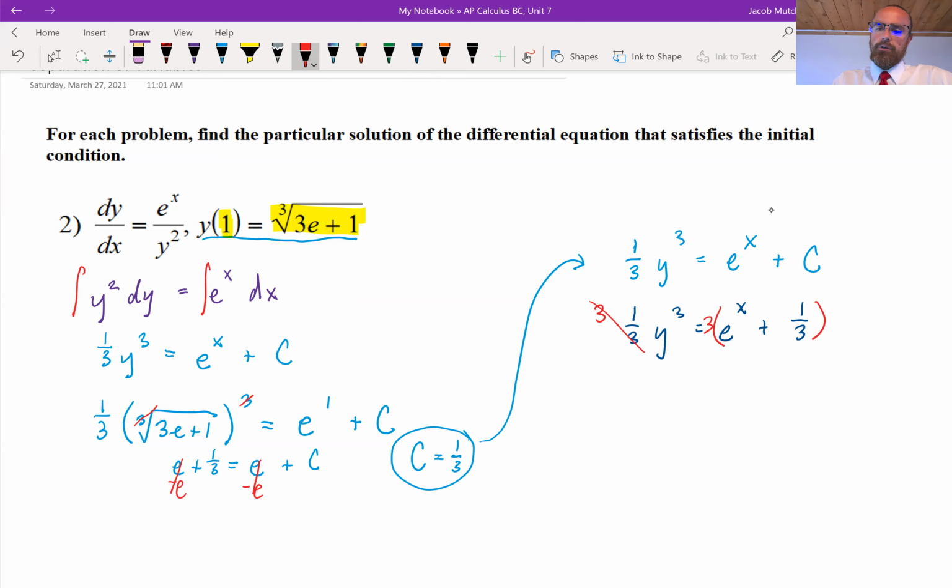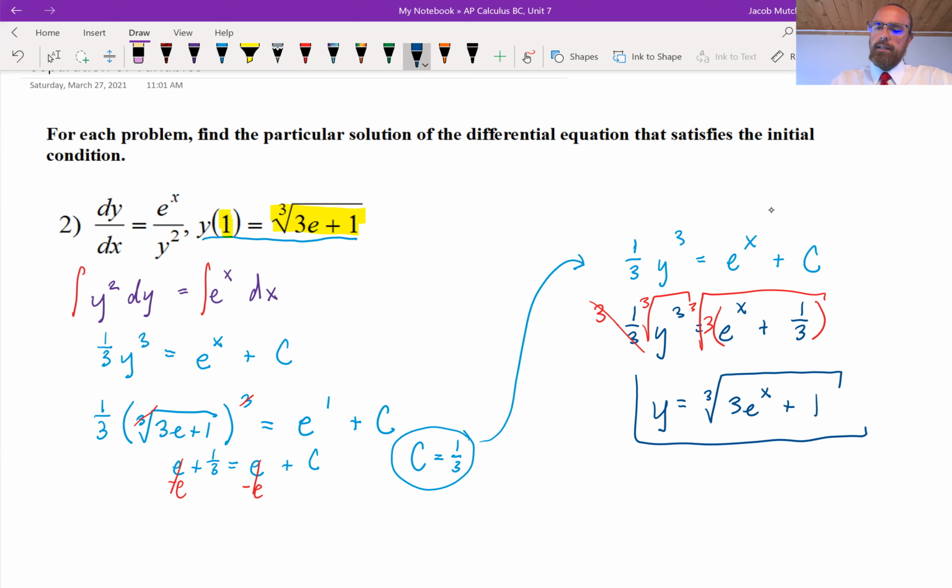And then I want to take the cube root of y cubed. And so making those two changes, we'll end up with this explicit particular solution. Y equals the cube root of 3e to the power of x. And if I distribute that 3 times 1/3, we get plus 1. And that is our final answer there. Y equals the cube root of 3x plus 1.